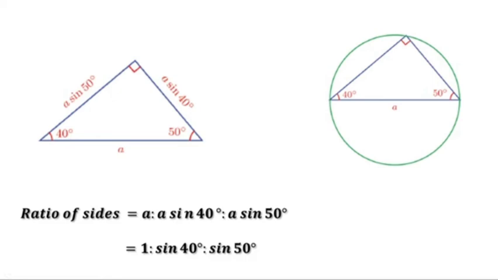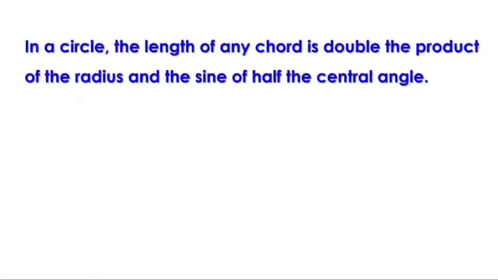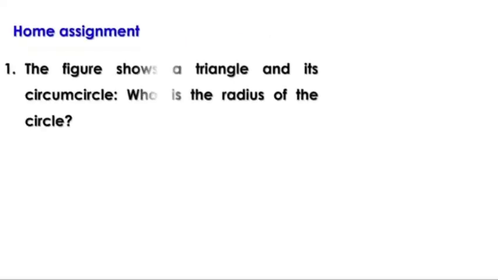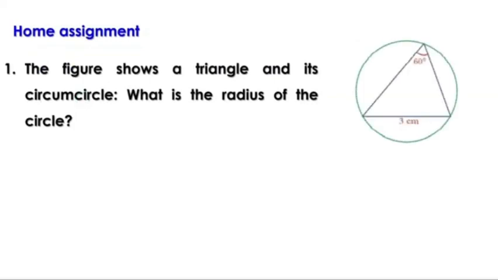ഇനി ഡയമീറ്റർ എന്തുകൊണ്ടാണ് നമ്മളിവിടെ ഡയമീറ്റർ എടുക്കുന്നത്? നമുക്കറിയാം ലെങ്ത് ഓഫ് ദ കോഡ് ഇസ് 2r, 2 ടൈംസ് റേഡിയസ് ഇൻ ടു സൈൻ ഓഫ് ഹാഫ് ഓഫ് ദ സെൻട്രൽ ആംഗിൾ എന്ന് പറയാം. ഓക്കെ, സോ ഇൻ എ സർക്കിൾ ദ ലെങ്ത് ഓഫ് എനി കോഡ് ഇസ് ഡബിൾ ദ പ്രൊഡക്റ്റ് ഓഫ് ദ റേഡിയസ് ആൻഡ് ദ സൈൻ ഓഫ് ഹാഫ് ദ സെൻട്രൽ ആംഗിൾ. അപ്പോൾ ഏത് കേസിലും ലെങ്ത് ഓഫ് ദ കോഡ് എന്ന് പറയുന്നത് പ്രൊഡക്റ്റ് ഓഫ്.